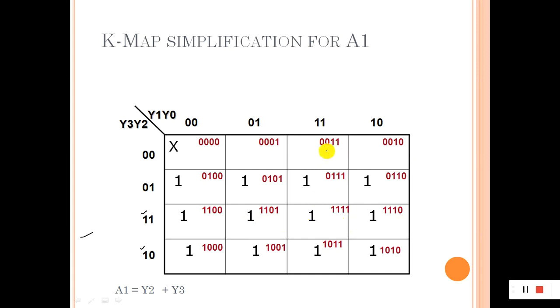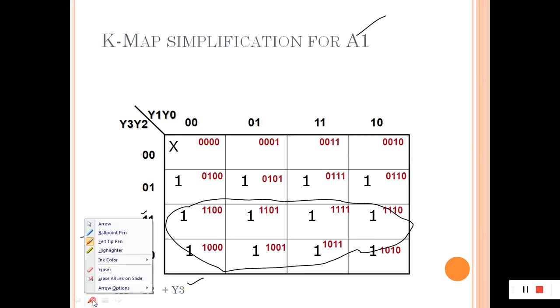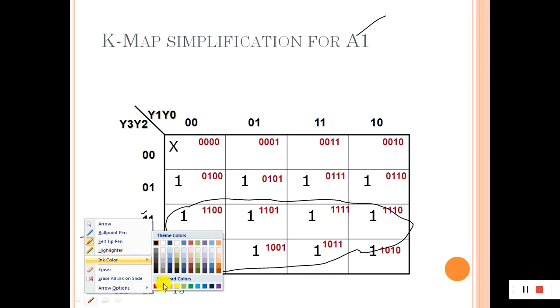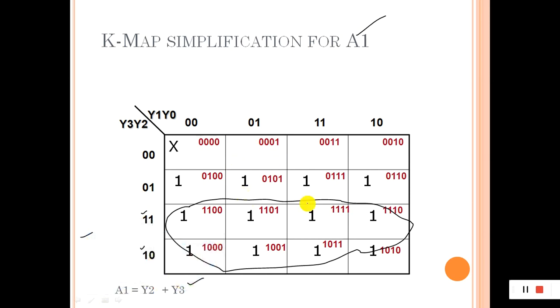Just see how many pairings of ones we can have. First I will check the octet, this is 1 octet, and this octet will remove 2 variables. So first check which variable will be there, that is Y3. Y1 is changing and then Y3, so this is Y3. Now let me check for the other pairing of ones. If we combine these, we can have one more octet.